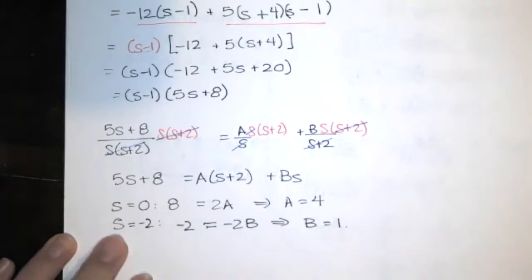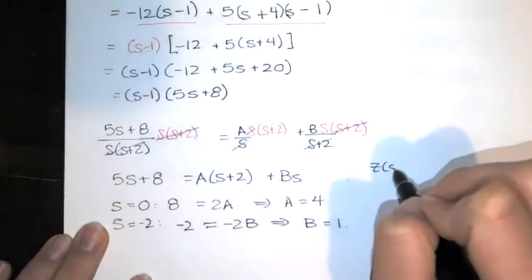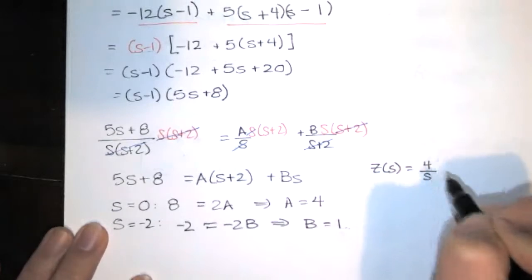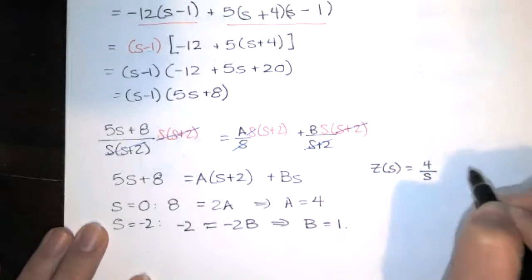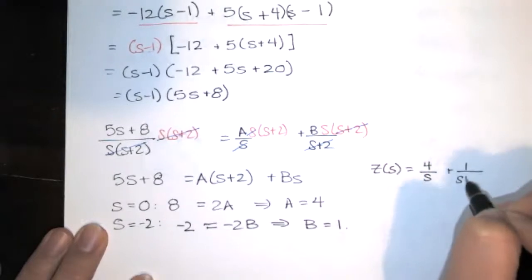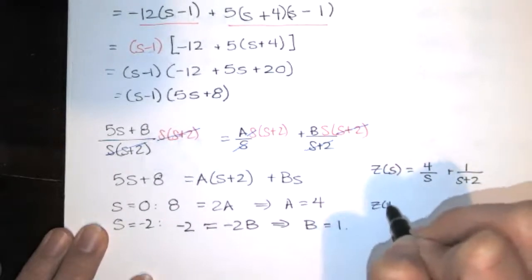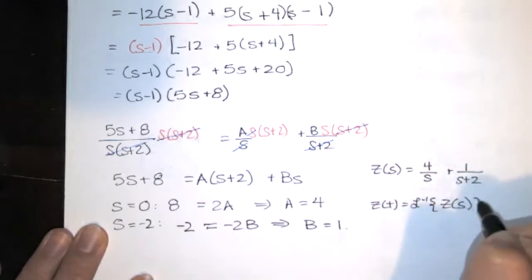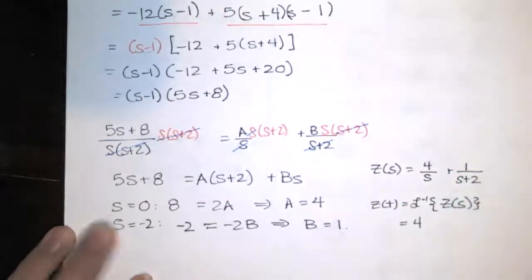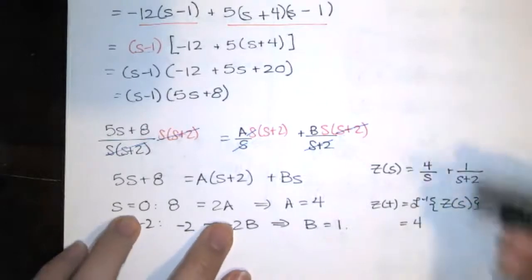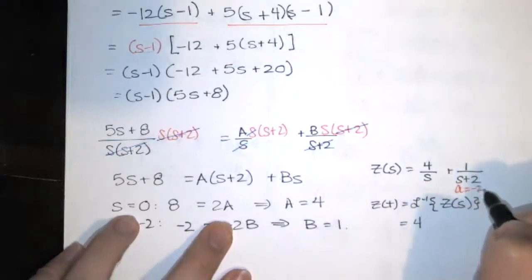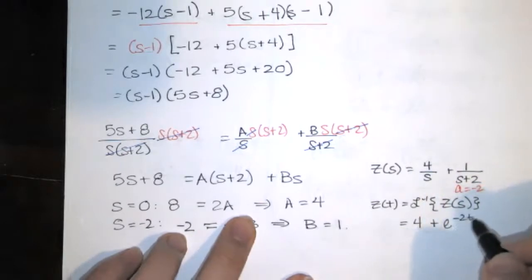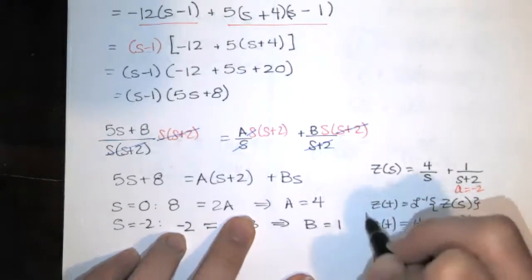So that means our Z of s is a over s, which is 4 over s, plus b, which is 1 over s plus 2. So z of t is the inverse Laplace transform of that, which just gives me a 4. And this is 1 over s minus a, where a equals -2. So we'll have e to the at, where a equals -2. So that's my z of t.